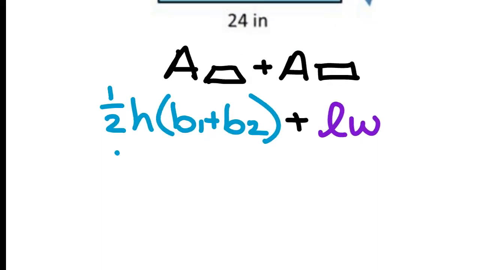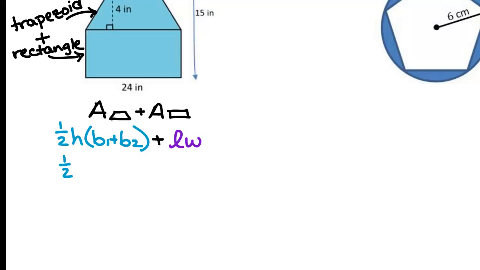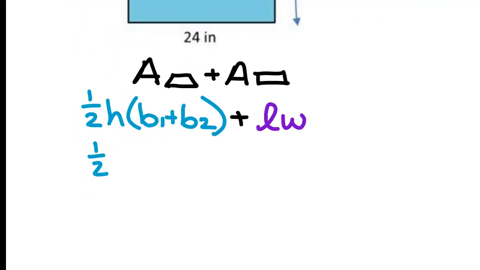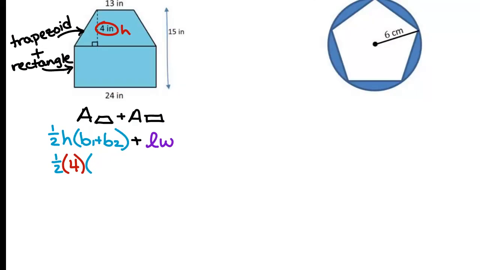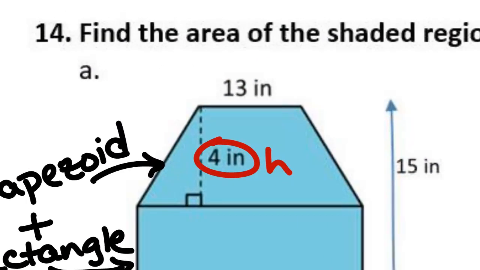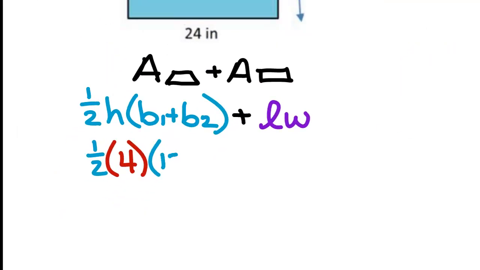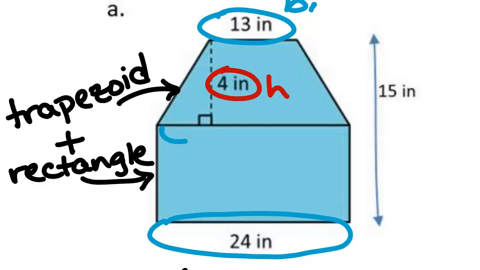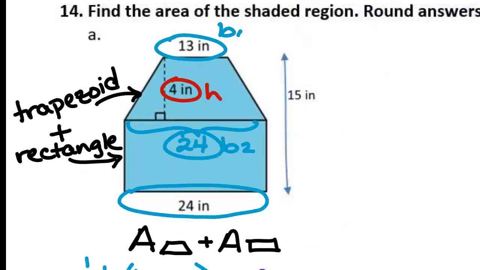So let's look at our trapezoid first. Do we have the height of the trapezoid? How big is the height? 4 inches right here. There's my height. So 1/2 times 4. Do we have base 1? How big is base 1? 13. Do we know how big base 2 is? 24. We know that this side right here is 24. So that means this right here would also be 24. So that's base 2.